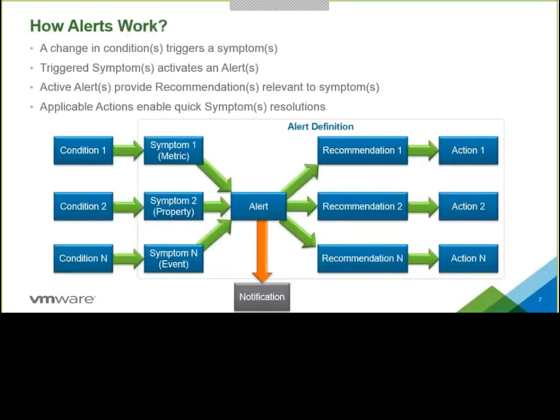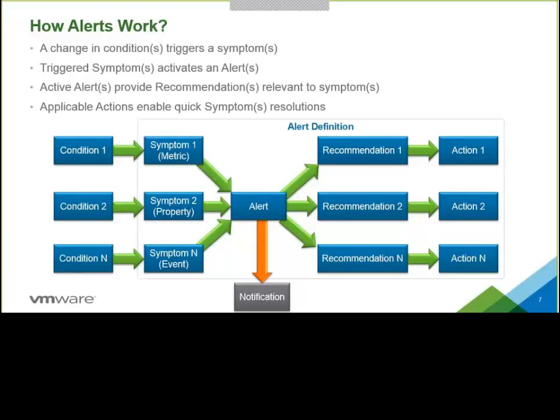How do they work? So if you look at the framework of an alert, it basically triggers using symptoms, and these triggered symptoms trigger an alert. And within an alert, you can look at recommendations which are relevant to those symptoms. And then if you want, you will be able to do either manual actions or automated actions using the automated action framework of VROps. It does not do all the actions in the world, but it has a bunch of actions available.